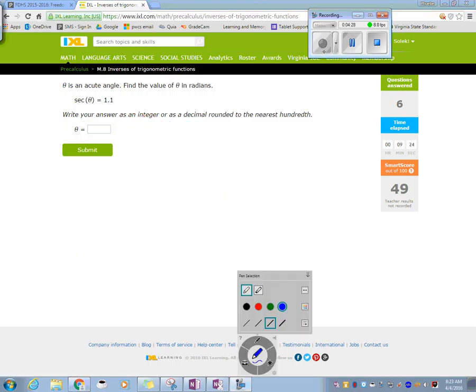Okay, so in this problem, we are working with secant. And secant is the reciprocal of cosine. So again, we want to turn this into a mixed number, and 1.1 is 1 and 1/10, which is 11/10. Okay, and that's the secant. So the secant of theta is equal to 11/10. Therefore, the cosine of theta is equal to 10 over 11.